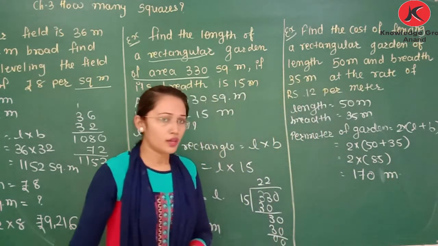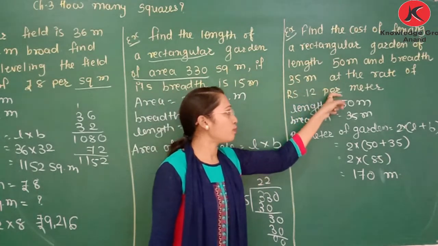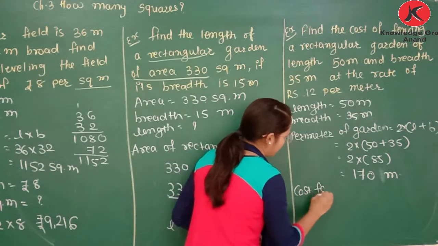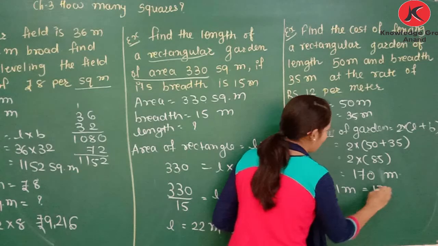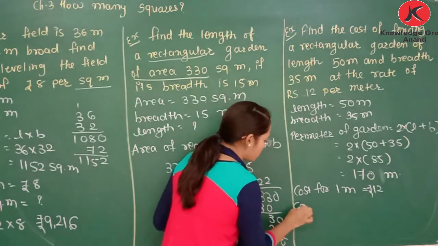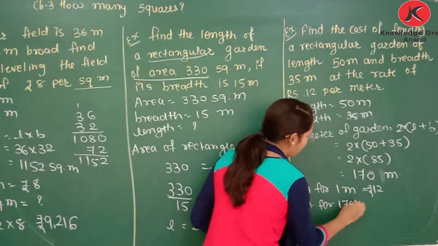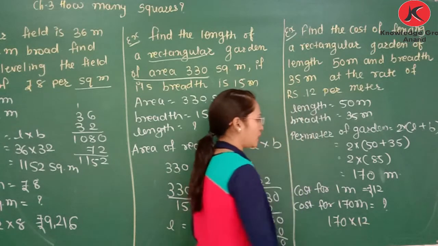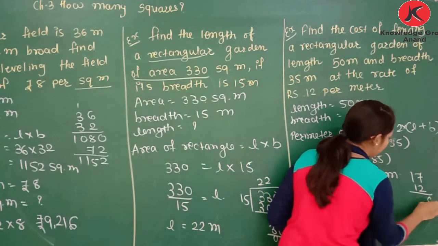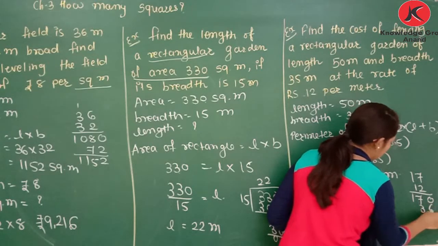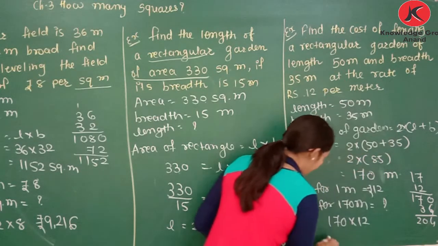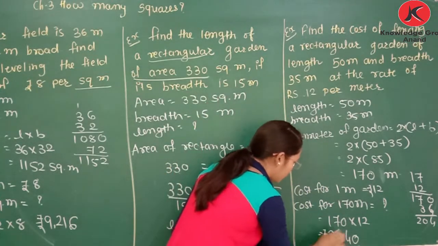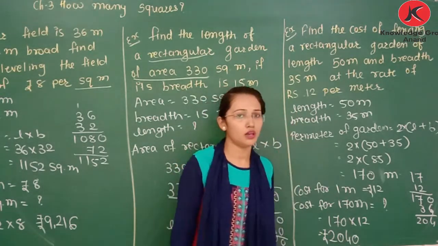Now cost is given 12 rupees per meter. For 1 meter, cost is 12 rupees. We have 170 meter, so cost for 170 meter is equal to how much? Cross multiplication, 170 multiply 12. If you multiply 170 with 12, you will get 2040 rupees. This is the cost of fencing the garden.